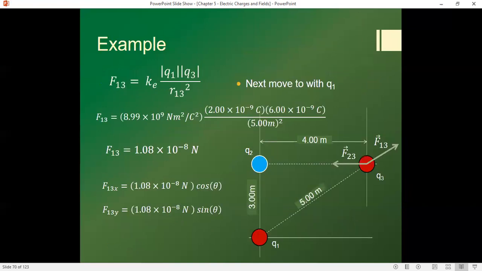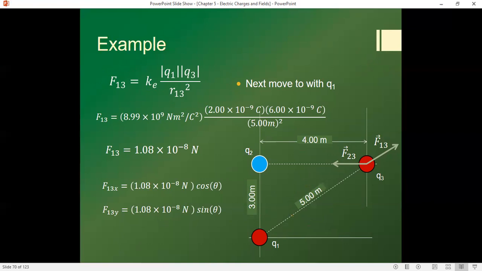Now, when I go off to do F13, I recognize it's a 3, 4, 5 triangle. If I didn't, I would have to do the Pythagorean theorem, right? Square root of 3 squared plus 4 squared is 9 plus 16. 9 plus 16 is 25. You take the square root of 25, and we get 5. 3, 4, 5. Okay.